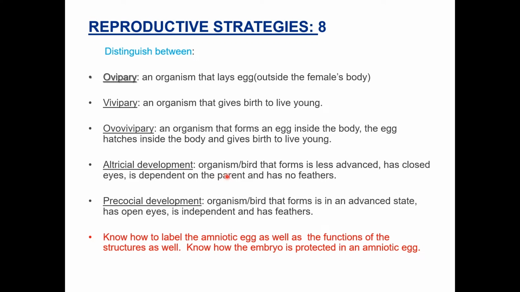Altricial development. This can relate to organisms or birds that are less advanced, their eyes are closed, and is dependent on the parents and has no feathers. Precocial development could be for organisms or birds that are in an advanced state, has open eyes, is independent, and has feathers. Now, you must also know how to label the amniotic egg, as well as know the functions of the structures as well. Also know how the embryo is protected in the amniotic egg. Now we know the egg shell is calcareous, it's hard to protect the embryo, and the amniotic fluid is also there for protection.